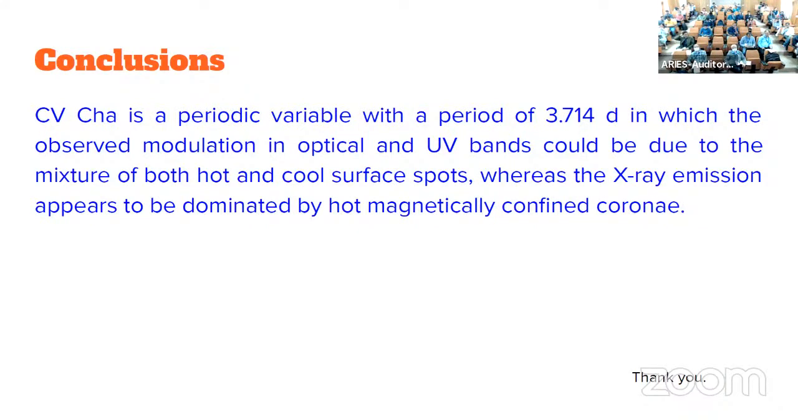So this is my one-line conclusion here: CBCR is found to be a periodic variable with a period of 3.714 days, in which the observed modulation in optical and UV bands could be due to the mixture of both hot and cool surface spots, whereas the X-ray emission appears to be dominated by the magnetically confined corona. This is all. Thank you very much.